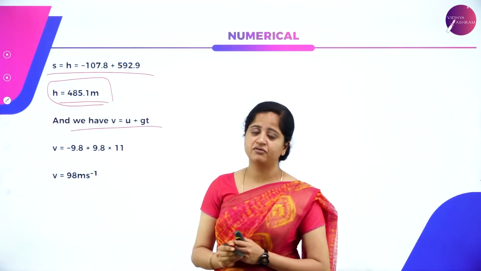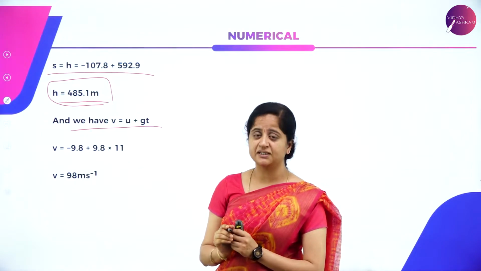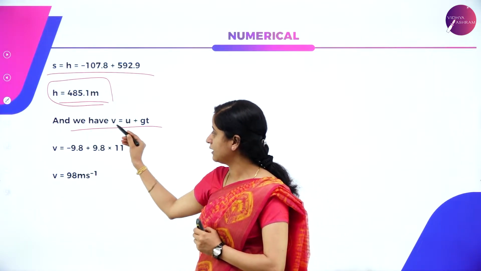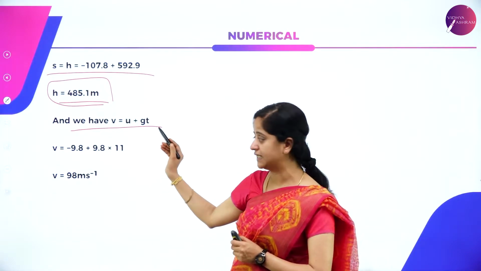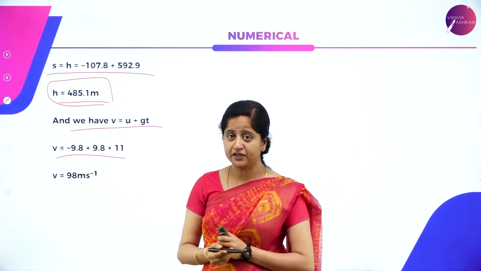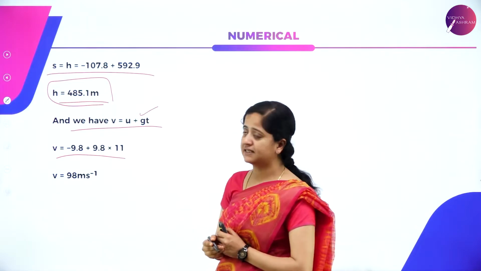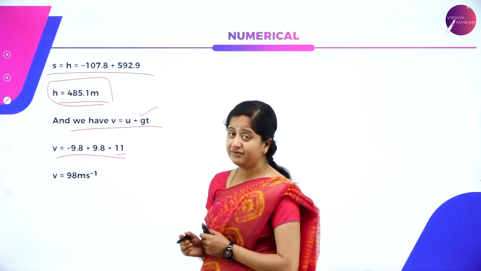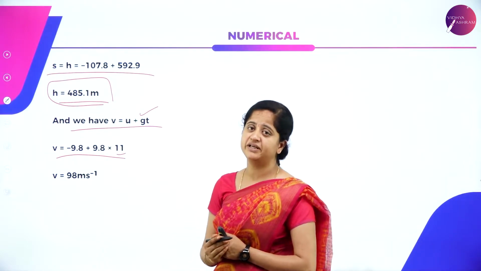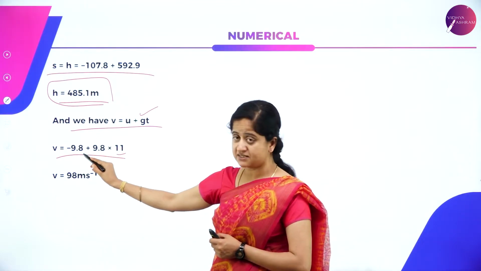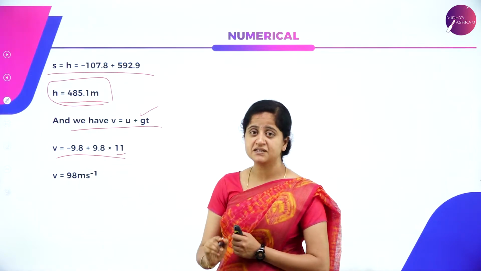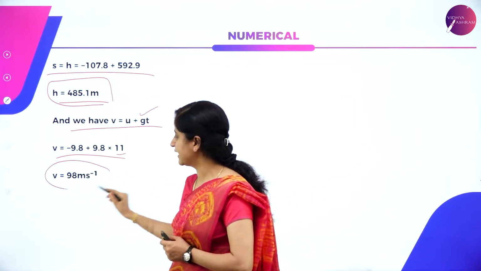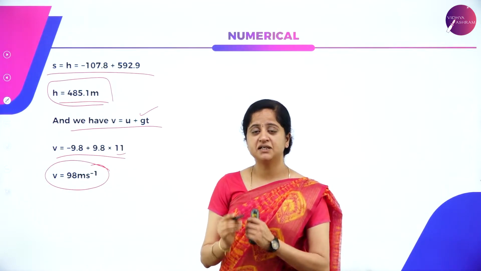And we also have a formula, the kinematic equation, that is V is equal to U plus AT. For a freely falling body we are writing now, so it is V is equal to U plus GT. So U is minus 9.8 again, and the value of G, that is acceleration due to gravity, 9.8 into time. So we have to find out the velocity of the stone when it hits the ground, and U is minus 9.8 plus G value is plus 9.8 and the T is 11 seconds. So simplifying this, we will get the velocity 98 meter per second.